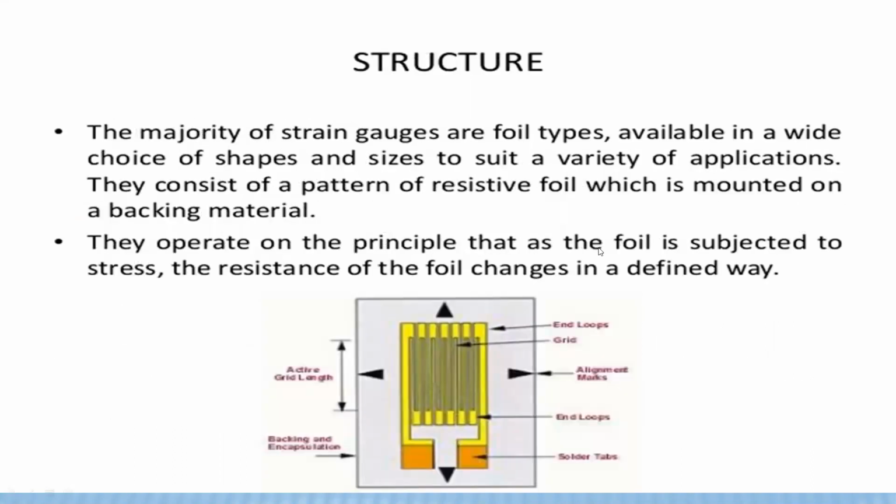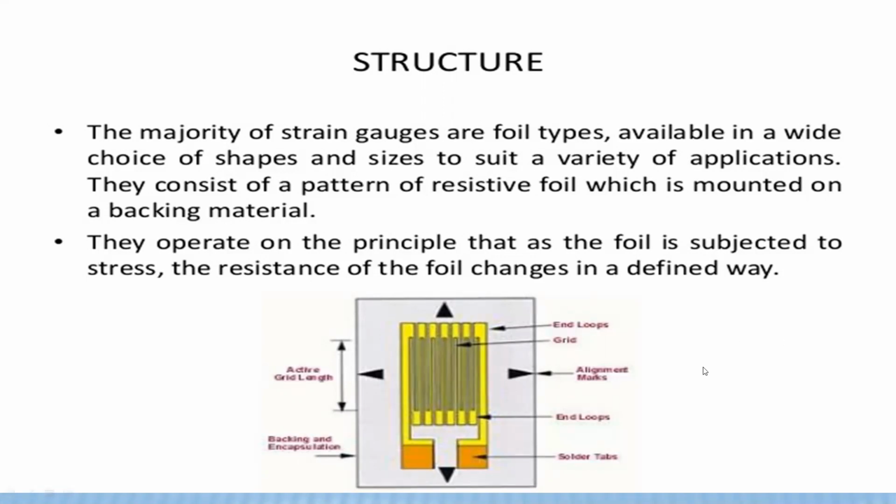And what is the structure? You can see the structure: the end loops, which we place with the grid, and the active grid length, backing, and encapsulation. You can see the solder tabs. The solder tabs are connected to the electrode wires, and the electrode wires are connected to the Wheatstone bridge circuit. By using that Wheatstone bridge circuit, we can generate the resistance from this strain gauge.